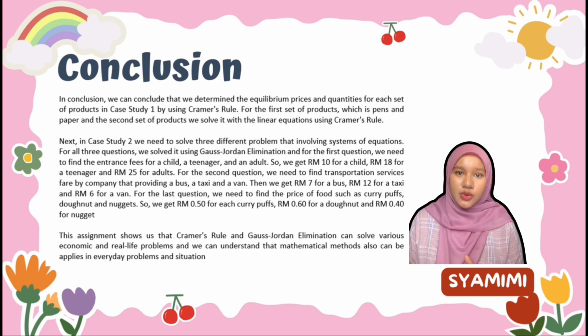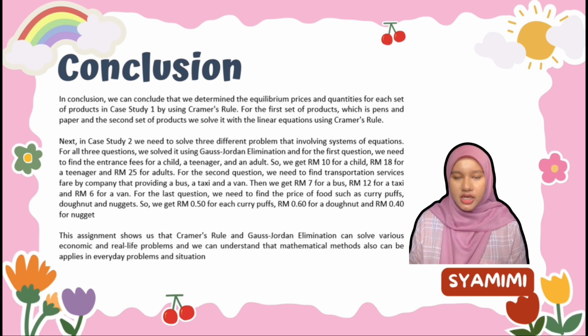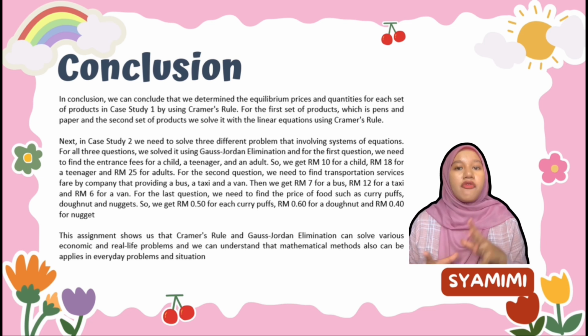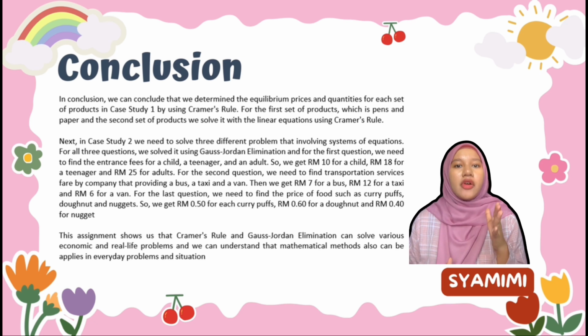Next, in case study 2, we need to solve 3 different problems that involve systems of equations. For all 3 questions, we solve it using Gauss-Jordan elimination. And for the first question, we need to find the entrance fees for a child, a teenager and an adult. So we get RM10 for a child, RM80 for teenager and RM25 for adult.